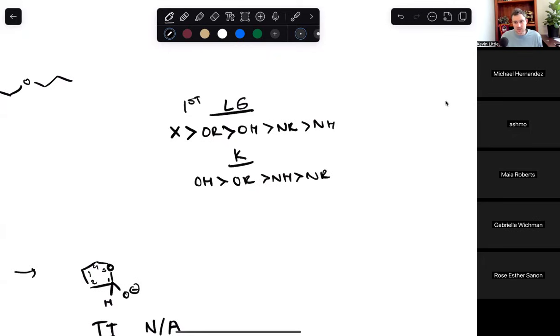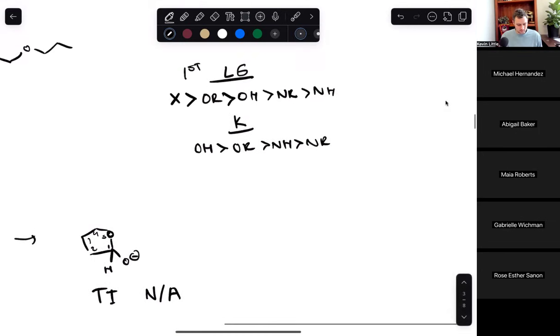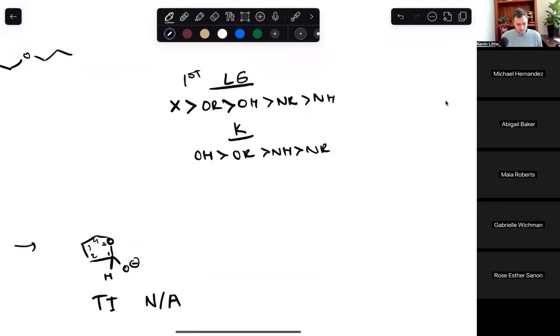And if nothing fits into either one of those categories, you can't find a leaving group or a kicking group, then there's nothing you can do in the tetrahedral intermediate. With the kicking group, my TA had said that O minus goes before OH. Is that correct or incorrect? That'd be correct. Yes.